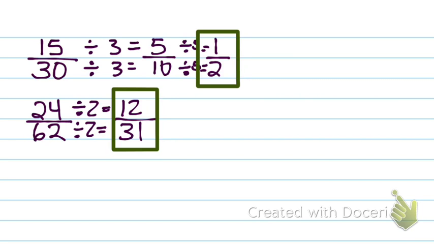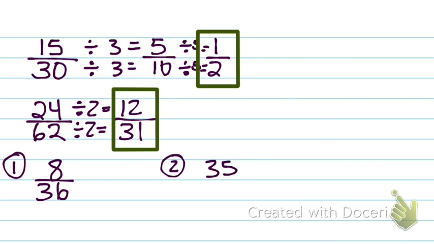Make sense? Okay, so let's try a couple on our own. Let's try 8 over 36. That's going to be number 1. And then we'll try 35 over 125. All right, so you guys try those. When you think you've got it, go ahead and just raise your hand so I can give you a check.